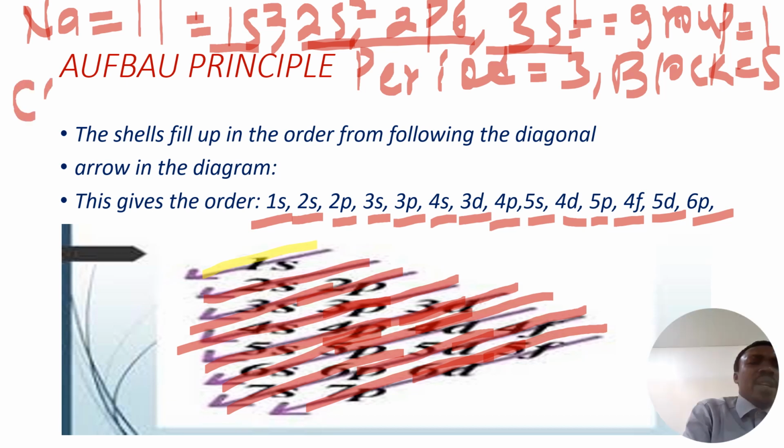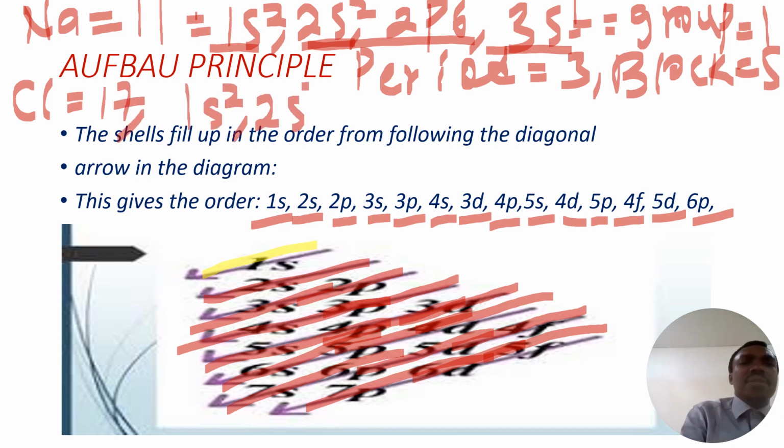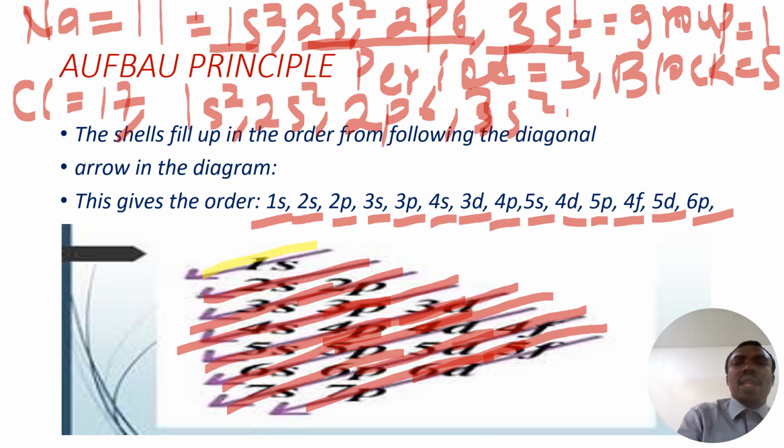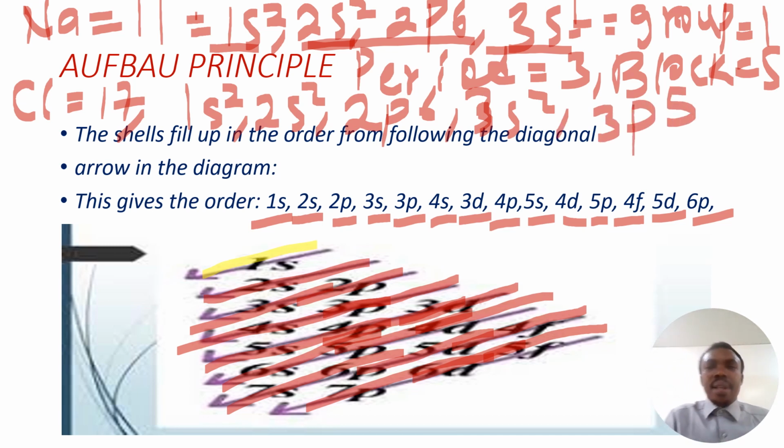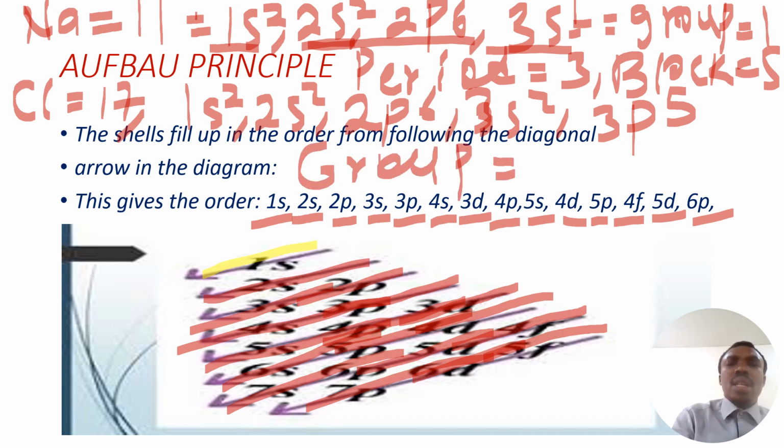Let's take another example. Let's take chlorine. Chlorine is 17. The electronic configuration is 1s2, 2s2, 2p6, 3s2, 3p5. So you have to follow the order. You follow the Aufbau principle. You fill 1s before 2s. So for the electronic configuration, we can tell that chlorine belongs to group 7. The group is the number of electrons in the outermost shell.